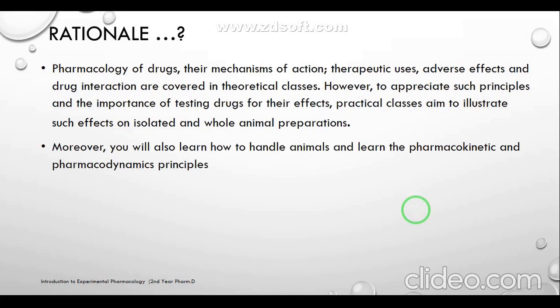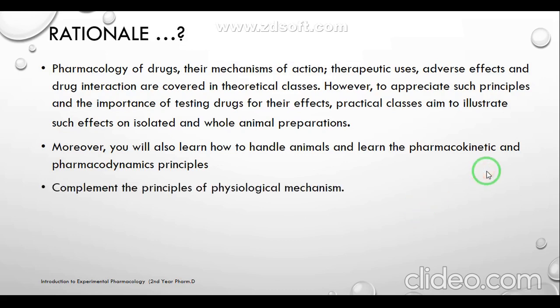Moreover, you will also learn the different handling techniques of animals used in the pharmacology lab and the pharmacokinetic parameters, which is the movement of the drug in and out of the body and what the body does with the drug. Also the pharmacodynamic principles, which is the mechanism of action and the biological response of the body towards the drug. It also helps in complementing the principles of physiological systems you have learned in first year.